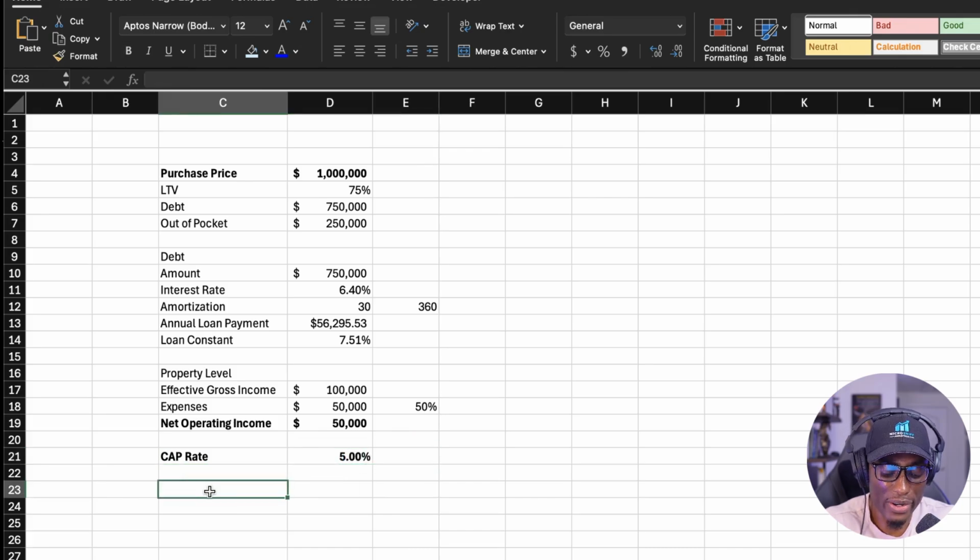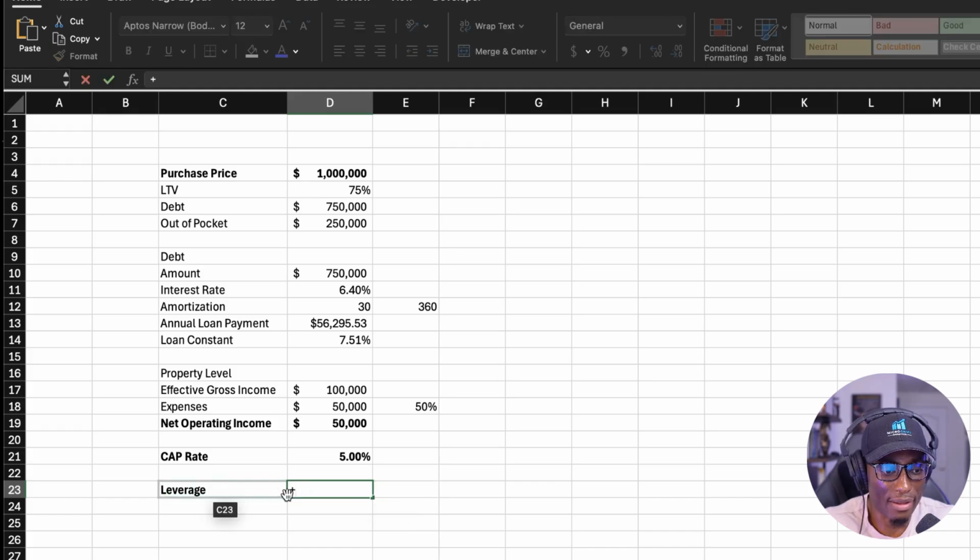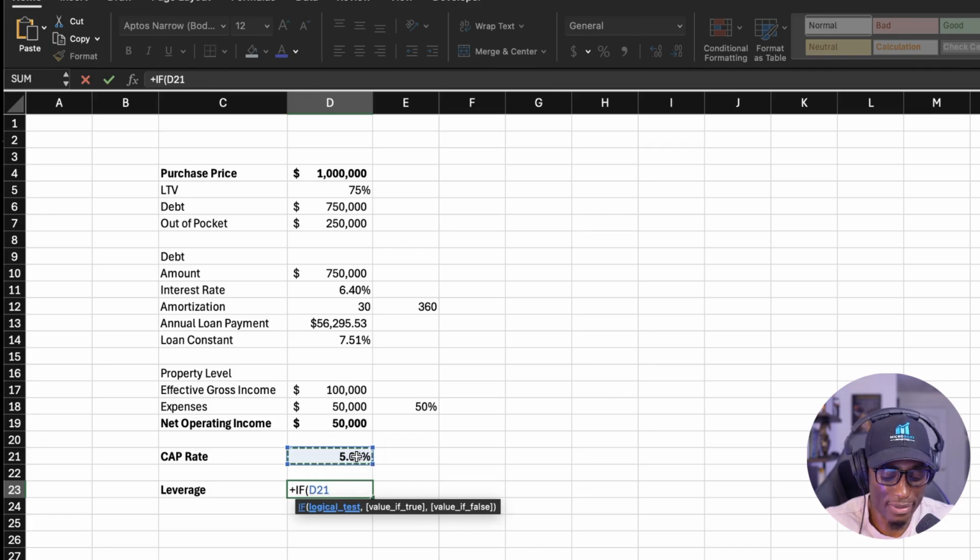When comparing leverage, let's start with using the true definition of leverage. We're going to use the IF formula. If the cap rate, so our return on investment, is greater than the loan constant, let's call this positive leverage because our return is greater than our cost of capital. But if it's not, then we'll call this negative leverage.